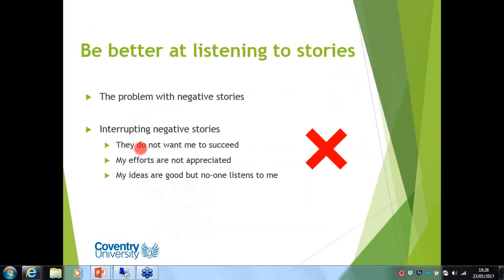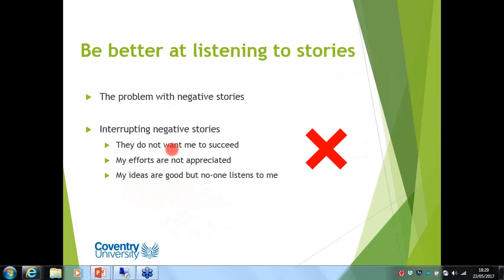So these I would characterise as victim stories. Quite often as a manager, and I can clearly remember when I first moved into a management position, I had more and more of these stories coming to me. Colleagues who I'd only ever talked to on a very similar level started to come to me with sort of victim stories.